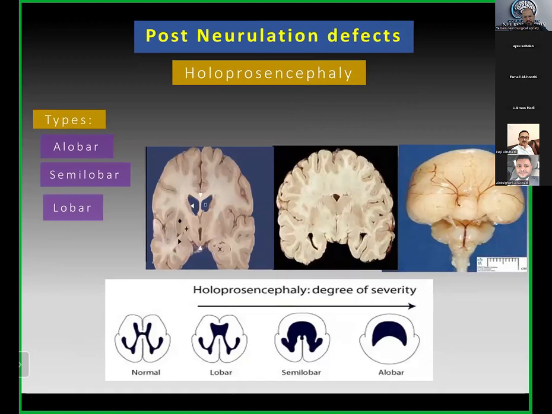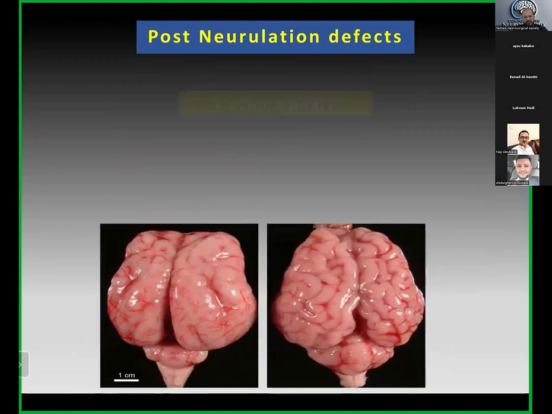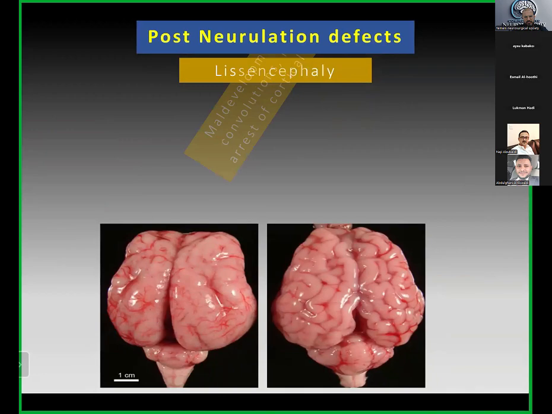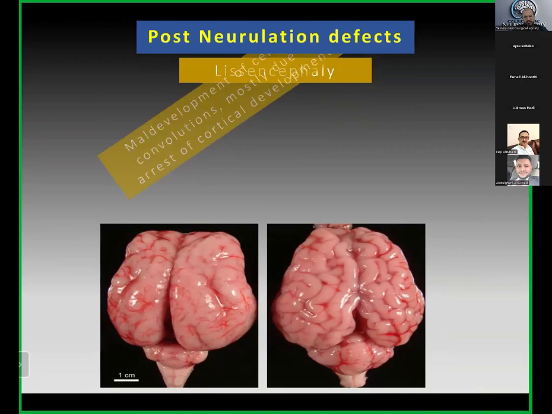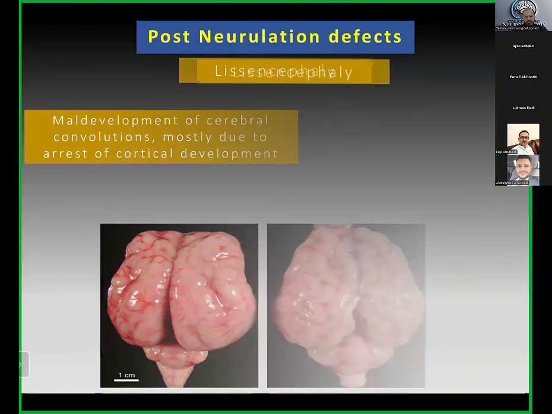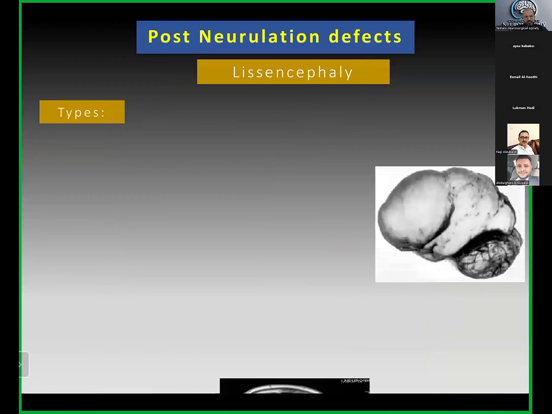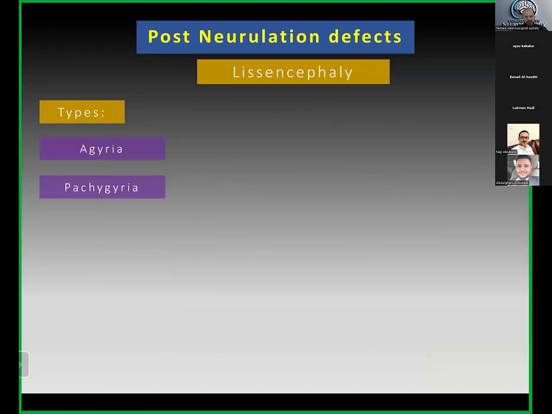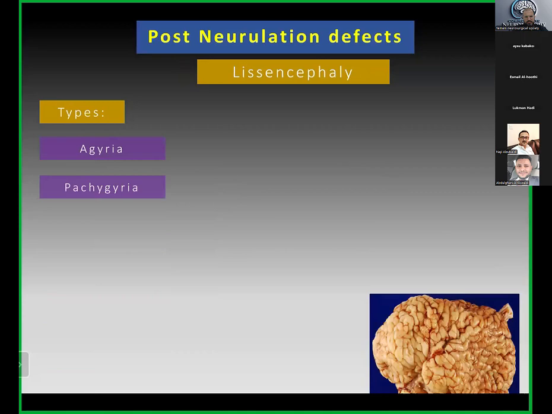Also, one of the post-neurulation defects is the lissencephaly, which is maldevelopment of the cerebral convolutions, mostly due to arrest of cortical development. There are also types of lissencephaly: agyria, pachygyria, and polymicrogyria.